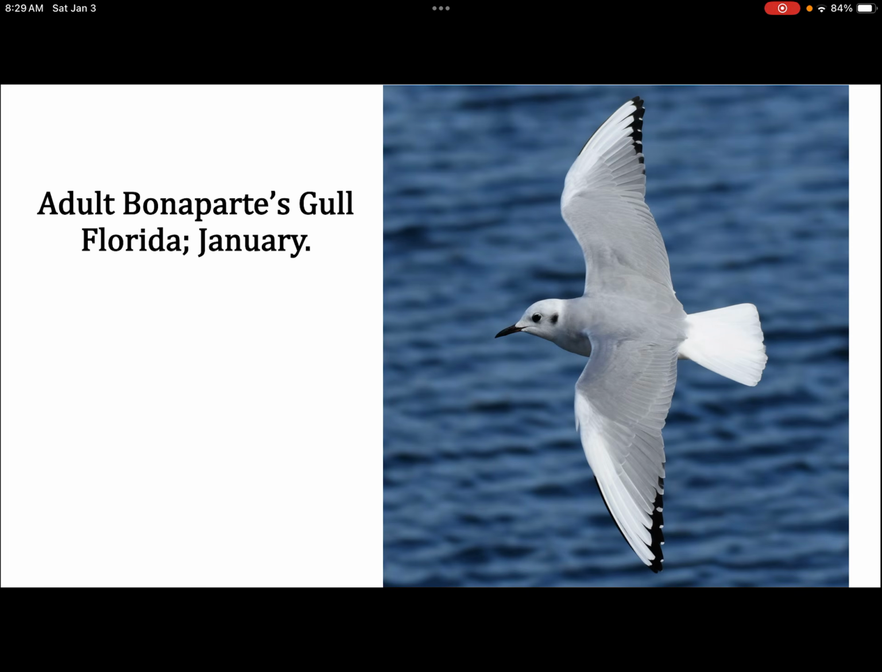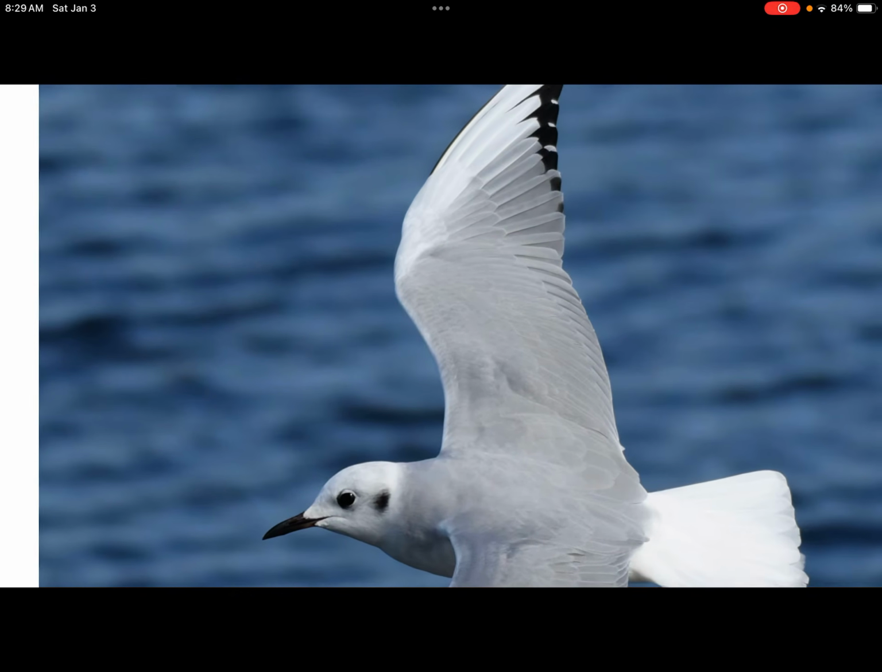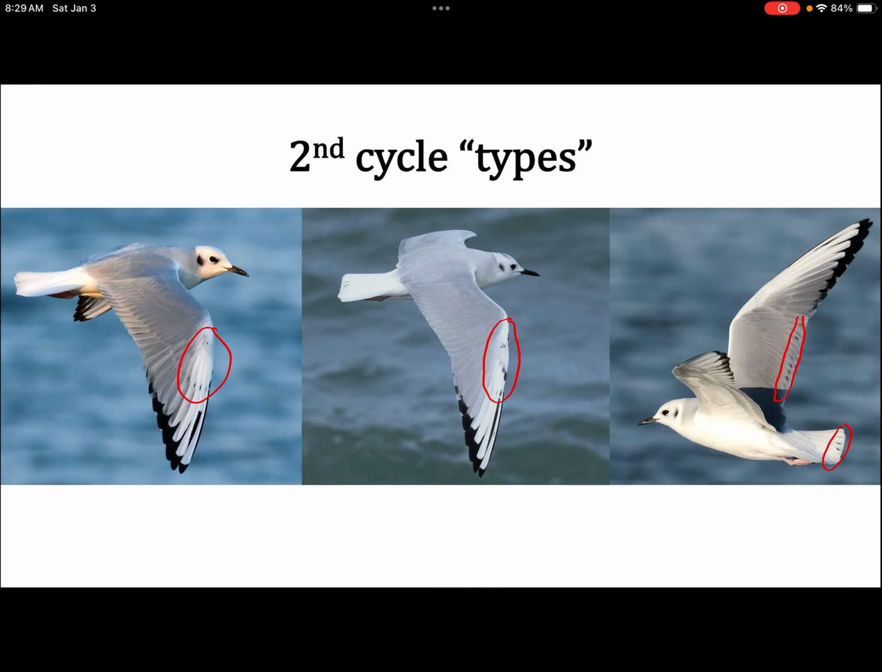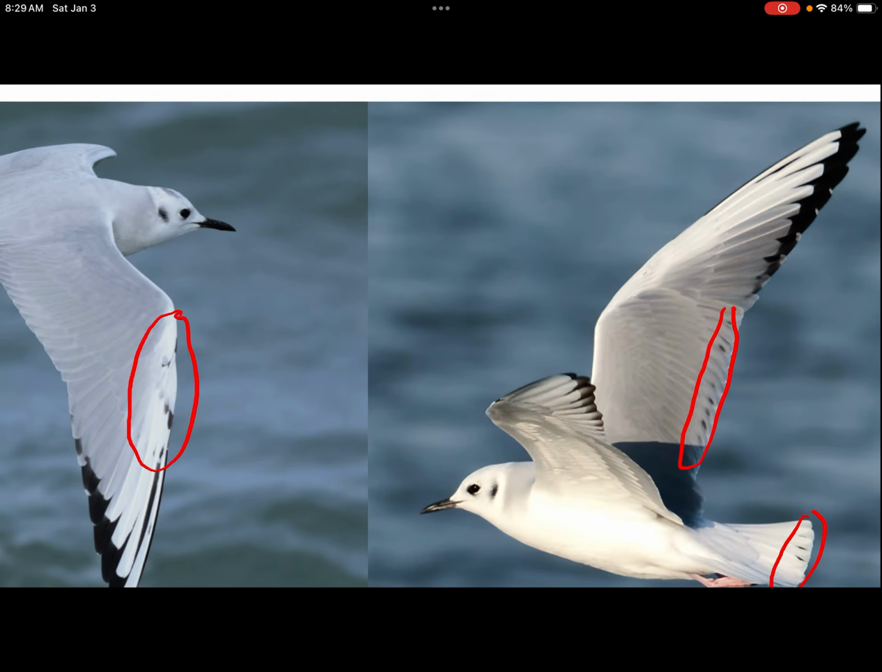For comparison, here's a definitive adult Bonaparte's. It looks like a perfect 10: unmarked tail, unmarked primary coverts, no markings on the secondaries. I'll also point out that with most of these definitive adult Bonaparte's, P2 and P1 usually are unmarked. With these suspected second cycle types, if you go back and look closely at some of these birds, they'll often have some type of pigment on P2, sometimes not P1, but more commonly P2, and some down to P1.